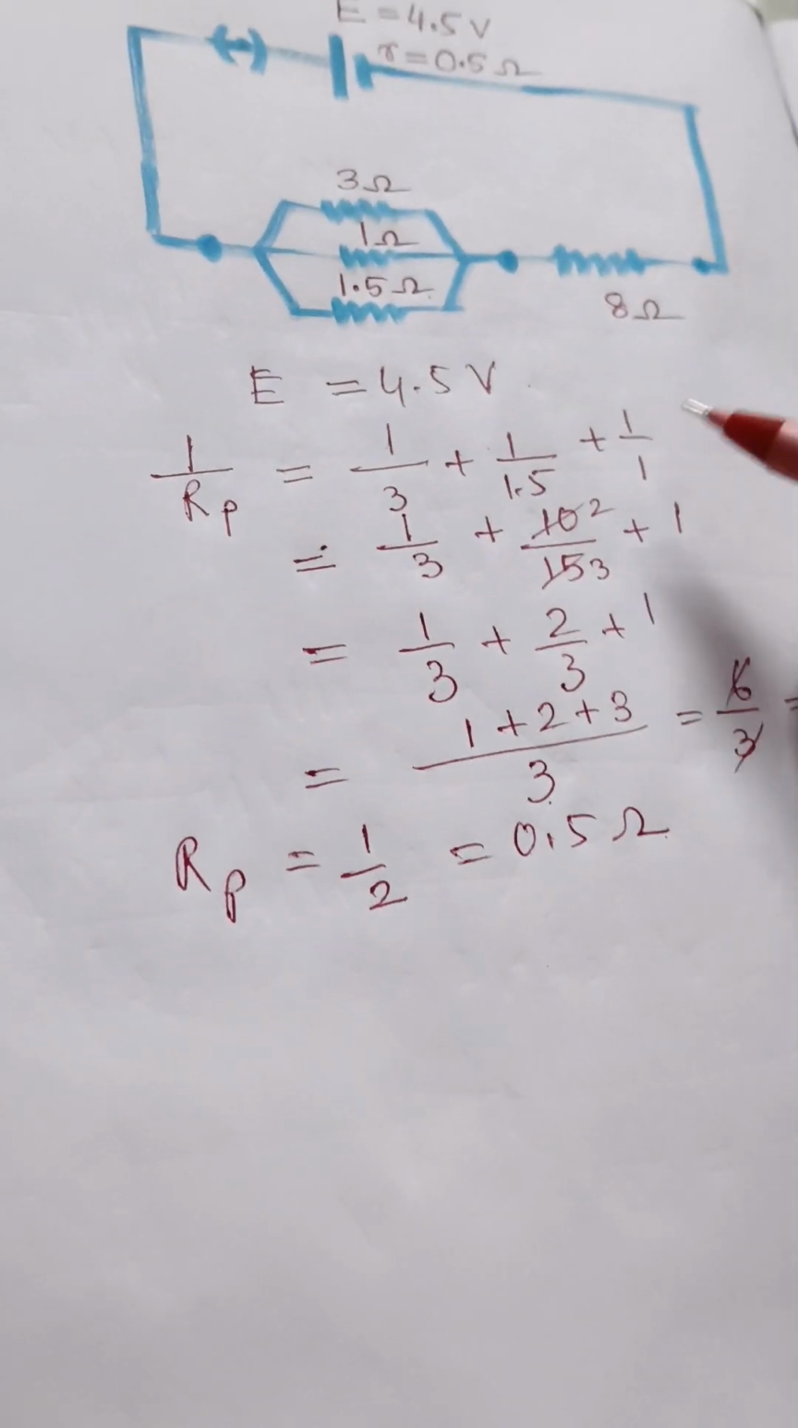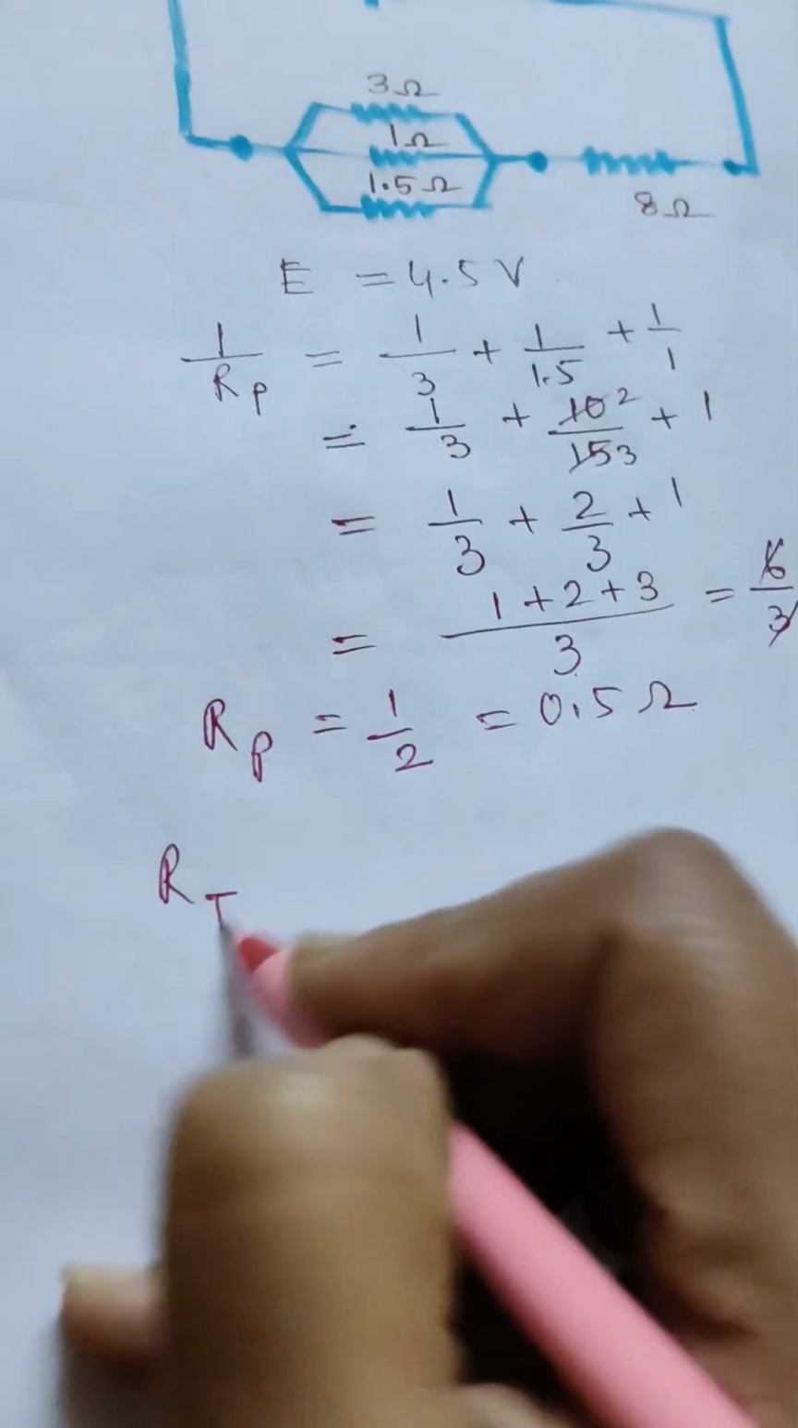So let's proceed for the sum. Here Rp is being calculated. Now your work is to calculate the total current.